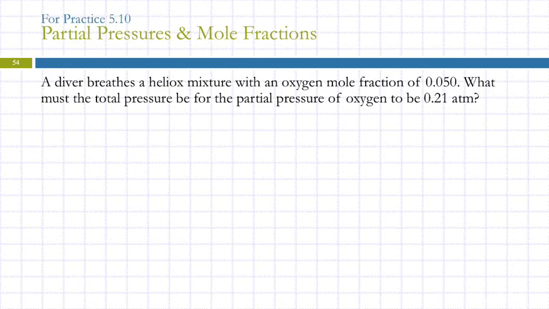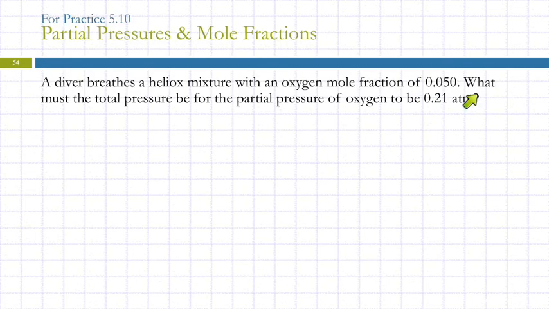So how do they do this? Well, you get a special mixture of gases. You put something in there so that you can reduce the mole fraction of oxygen and nitrogen. So here's a problem. A diver breathes a heliox mixture. So heliox is a mixture of, guess what? Helium and oxygen. Heliox mixture with an oxygen mole fraction of 0.050. What must the total pressure be for the partial pressure of oxygen to be 0.21 atmospheres?